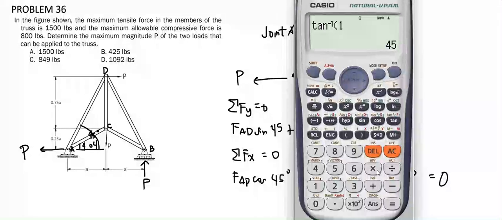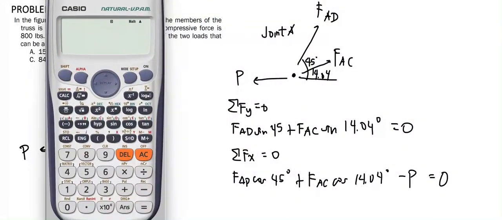Now we can use our calculator to solve for the value of force AD and AC in terms of P by going to mode 5.1. For our first equation, we have force AD with a coefficient of sine 45 and force AC that has a coefficient of sine 14.04 degrees equal to 0. For our second equation, we have force AD cosine of 45 degrees and force AC cosine of 14.04 degrees. And moving P to the right, we will have positive P. And let's assume that P has a unit magnitude of 1.